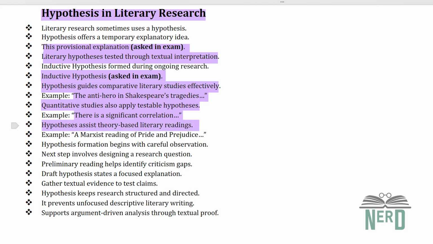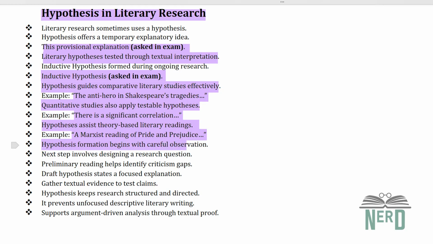A hypothesis is also helpful when applying theory. For instance, a Marxist reading of Pride and Prejudice shows that economic status, more than social class, shapes character decisions. This guides you to read the novel through a particular lens and see whether the evidence supports your claim.